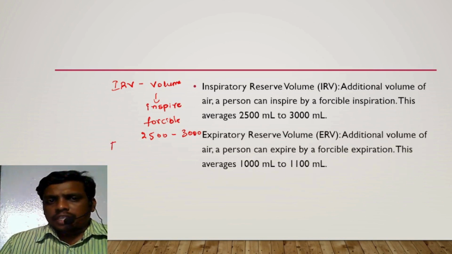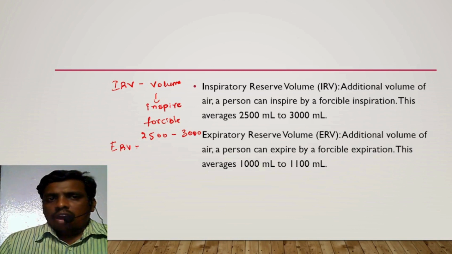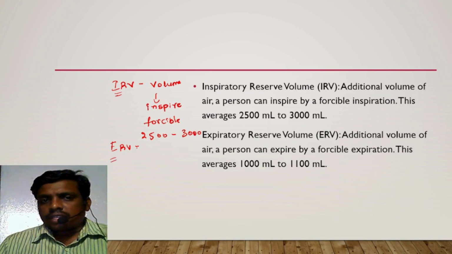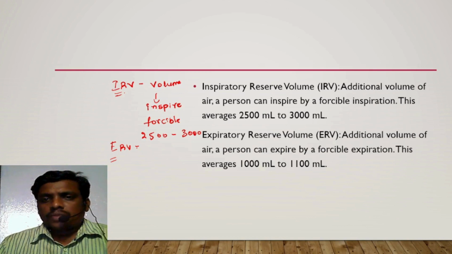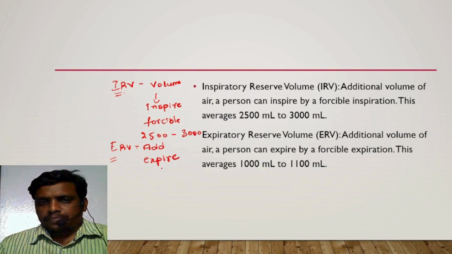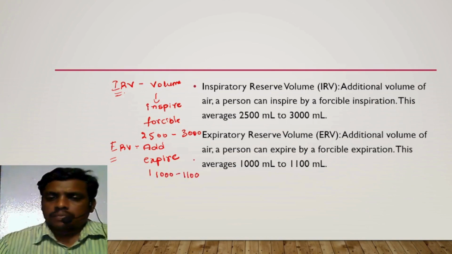Expiratory reserve volume, indicated by ERV. After IRV, it is ERV. What do you mean by that? So, the sequence I am telling you: first IRV, next ERV. So, ERV is opposite to IRV. Expiratory reserve volume, in a similar manner, is the additional volume of air a person can expire by a forceful expiration. This is approximately 1000 ml to 1100 ml.